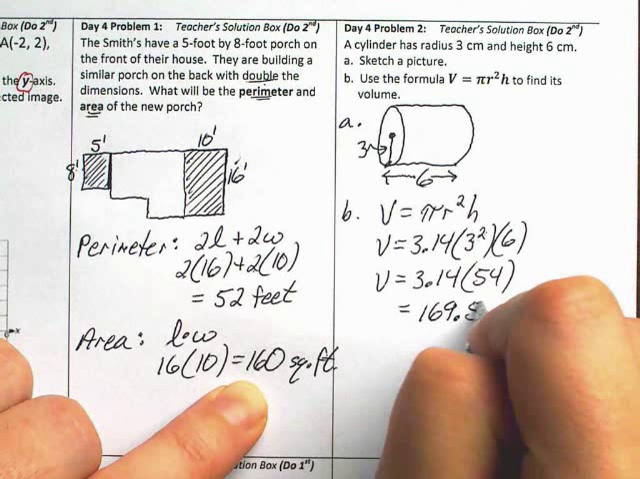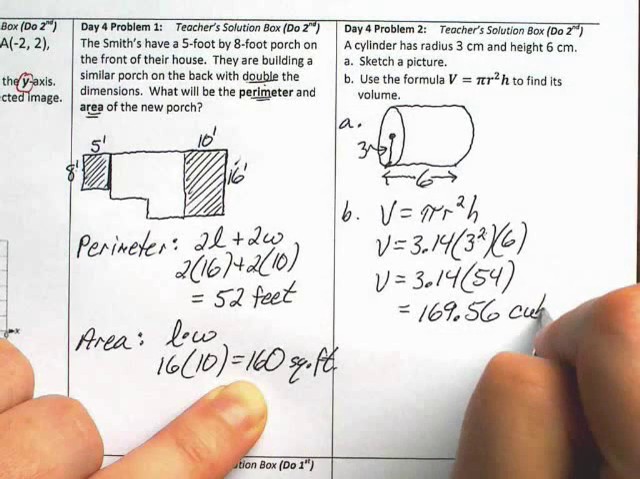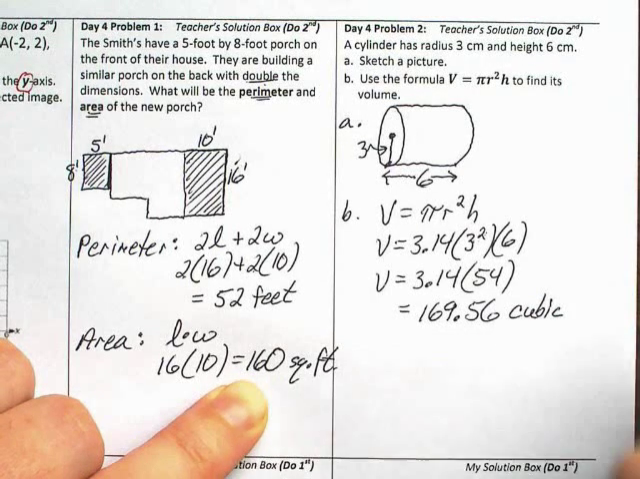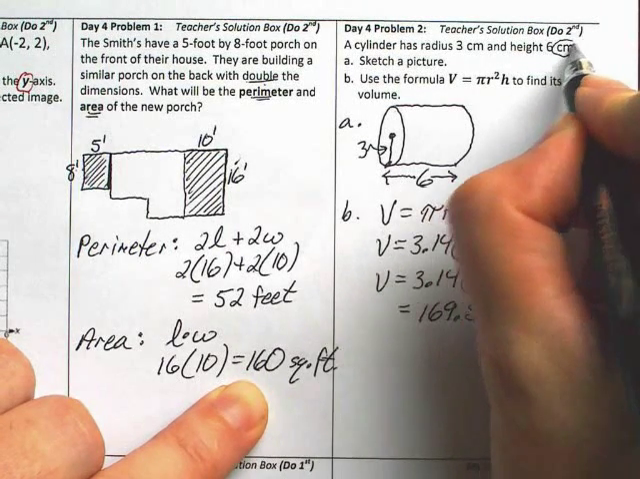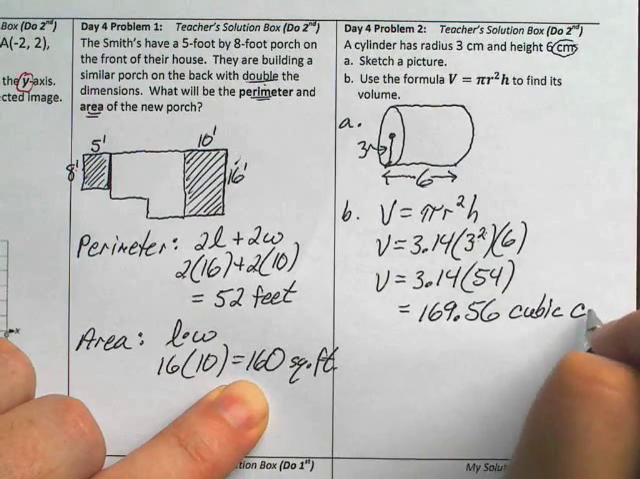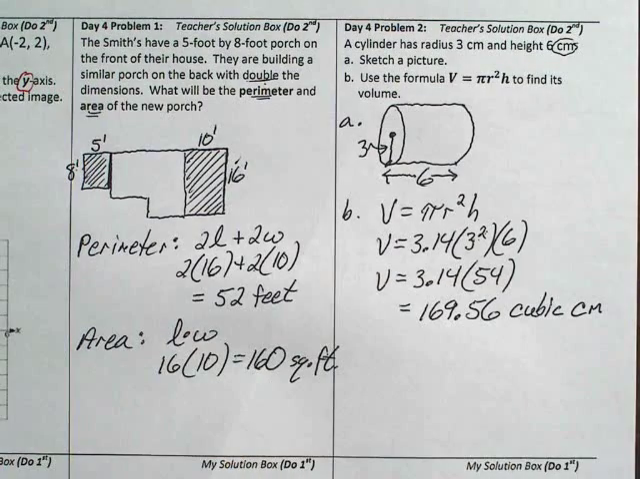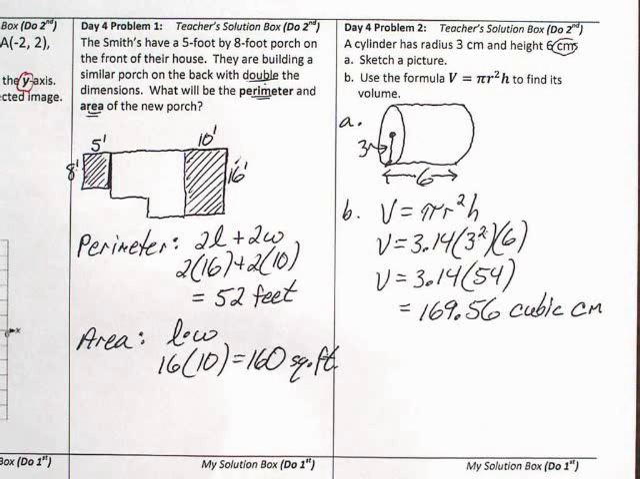Volume of three-dimensional objects is measured in cubic units, and we are told to use centimeters in this problem. And so our answer is 169.56 cubic centimeters.